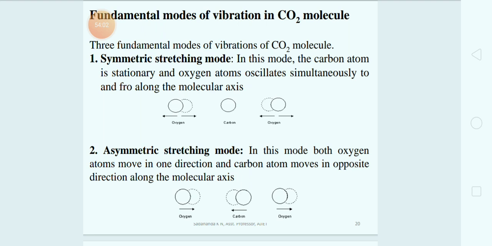The first one is the symmetric stretching mode. In this mode, the carbon atom is stationary and the oxygen atoms oscillate simultaneously to and fro along the molecular axis. So please remember, in this type of vibration, the carbon atom is stationary, whereas the 2 oxygen atoms on either side oscillate simultaneously to and fro along the molecular axis of that particular carbon dioxide molecule. So one is stationary, the other 2 are oscillating.